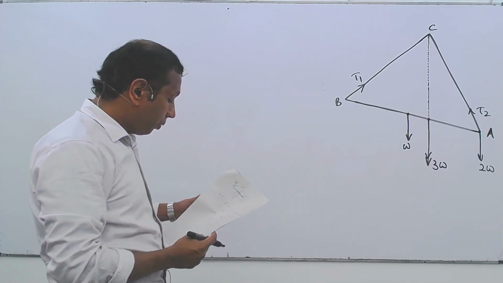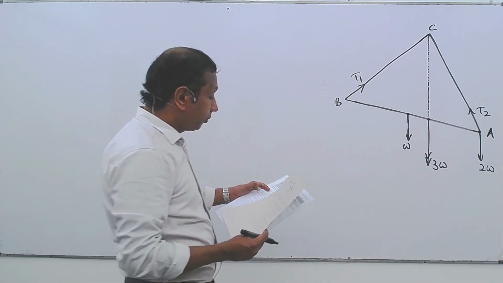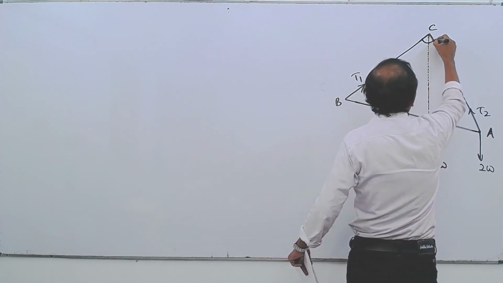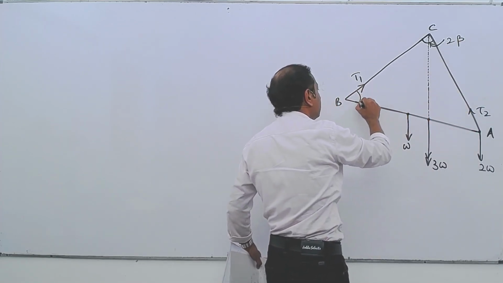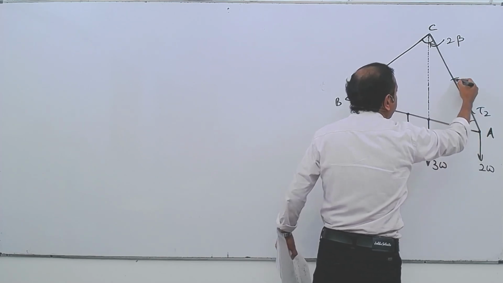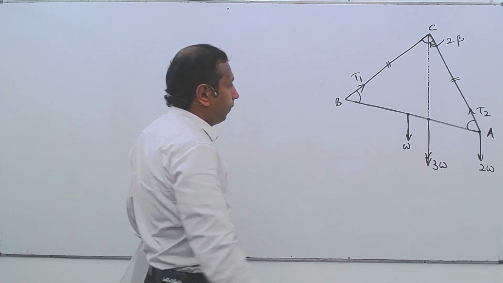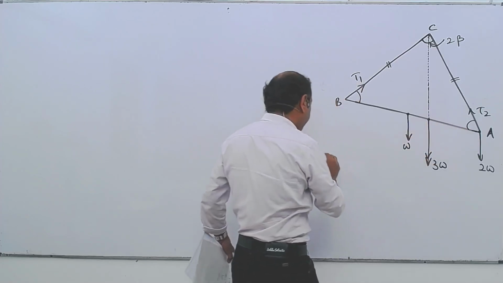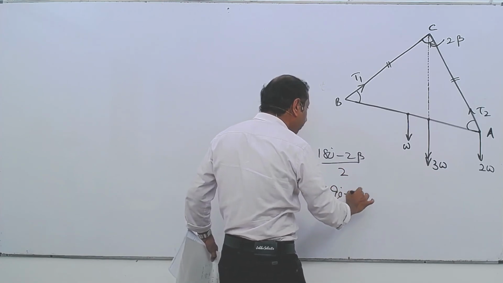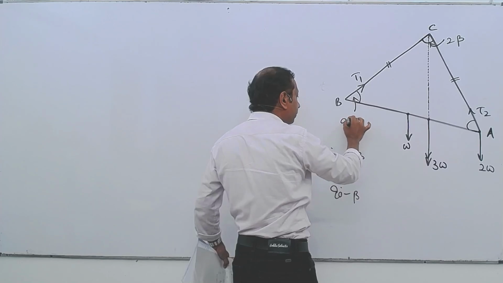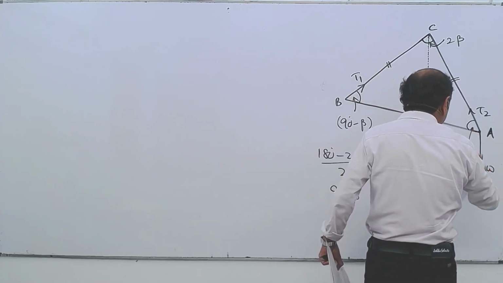Now we are given, next one, the angle between the strings is 2 beta. This is 2 beta. Right. So then these two angles are equal. Reason? These two strings are equal, given. Then the sum of these two angles is going to be 180 minus 2 beta. When we divide by 2, we get 90 minus beta. Here 90 minus beta. This is 90 minus beta.